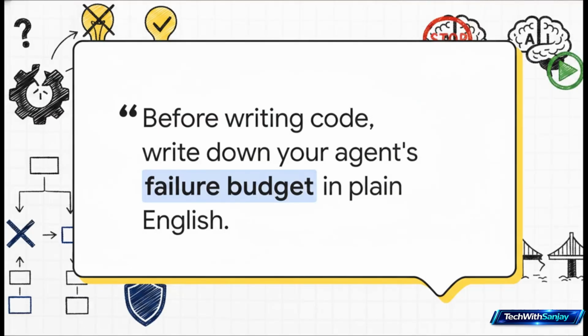Seriously, check out this expert tip. Before you write a single line of orchestration code, write down your agent's failure budget in plain English. If you don't know exactly what the system is going to do when an agent fails, you aren't ready for real traffic. Period. Doesn't matter how cool the demo is.